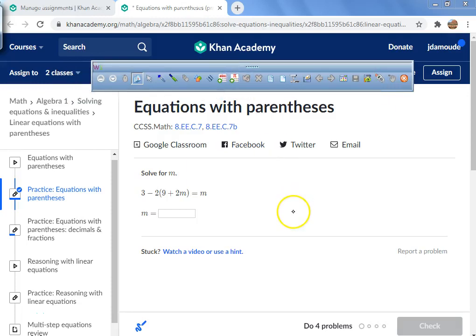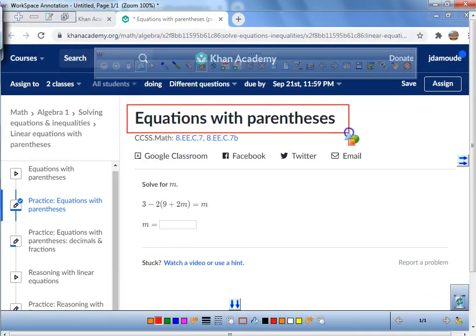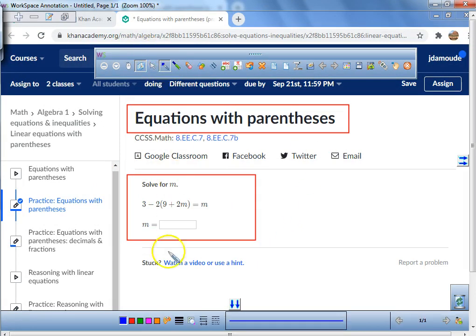All right, what we're going to do today is talk about equations with parentheses. What I need you to do in your journal is make sure you title that right there, and then you're writing this down right here. If you haven't done that already, well, you're just a little bit behind. You need to pause the video.